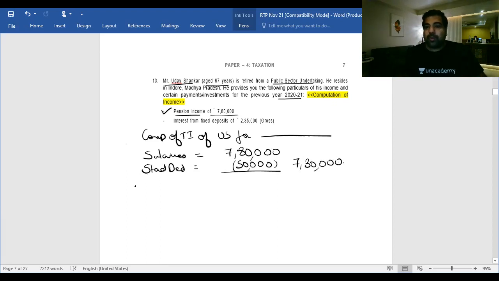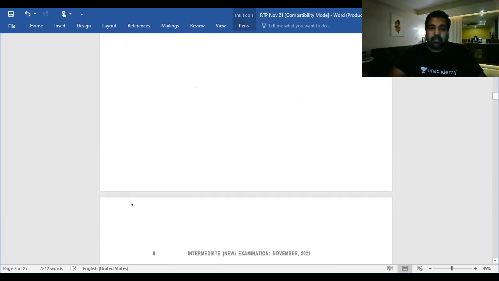There is no PGBP. Right now, there is no capital gain. There is no income from house property, straight, that is IFOS. So I'm writing IFOS income 2,35,000 gross. Yes, 2,35,000 gross. These are two incomes which Uday Shankar has. Now let's move ahead.